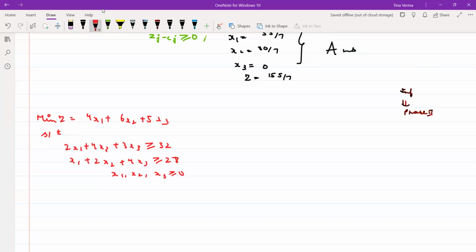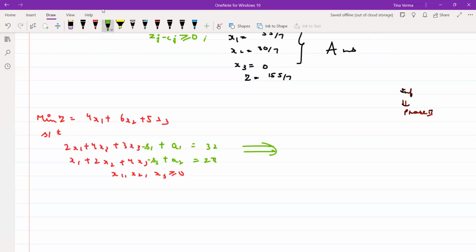So when you have to do your phase 1, you have to convert it into the standard form. When you convert it into the standard form, your surplus variables will be subtracted. It will be minus S1, S2. And one more thing, because you have subtracted the surplus variables, you have to add the artificial variables A1 and A2. And these were your 32 and 28.